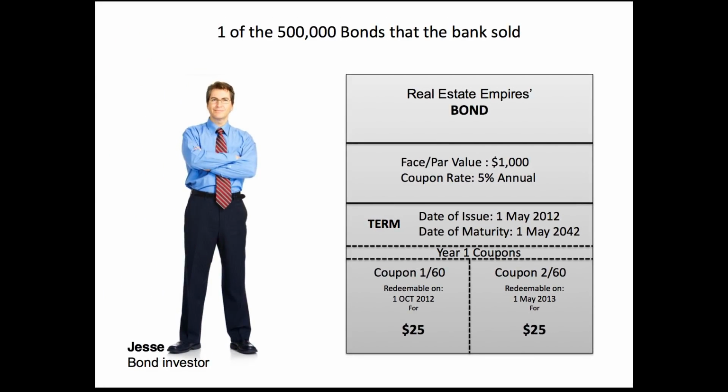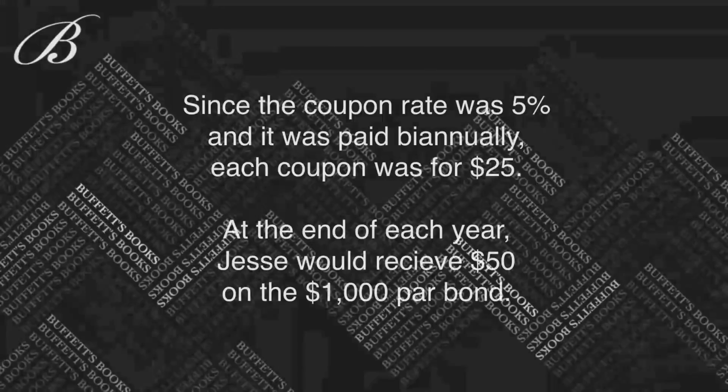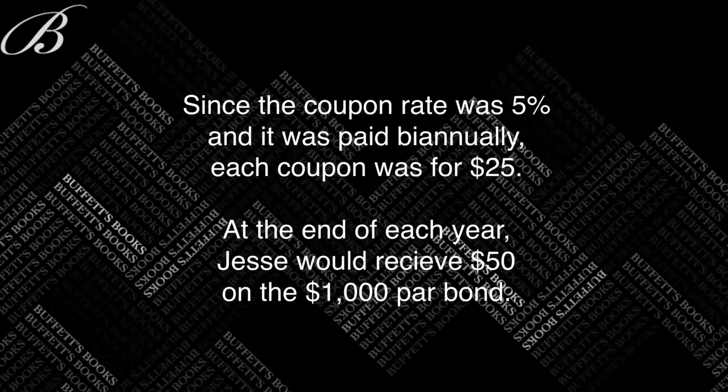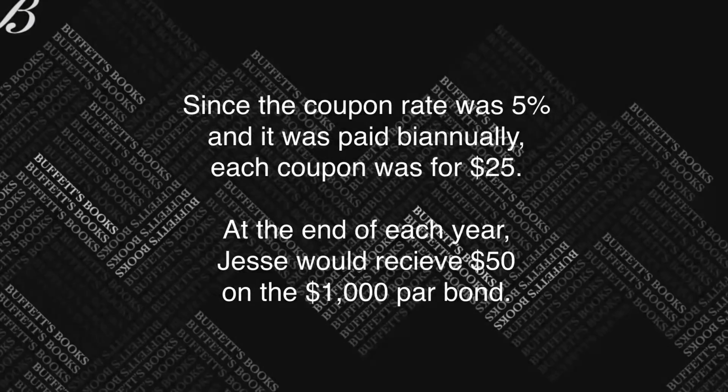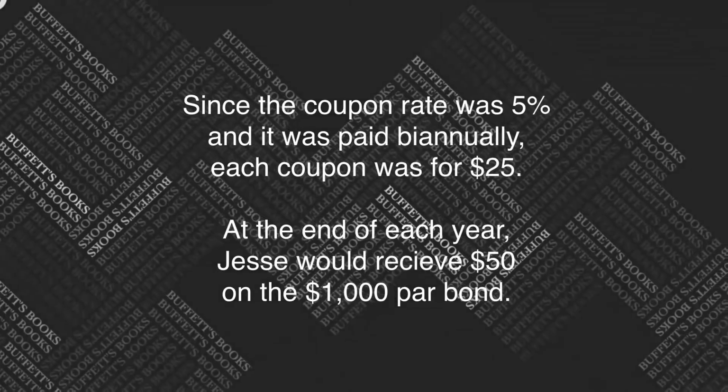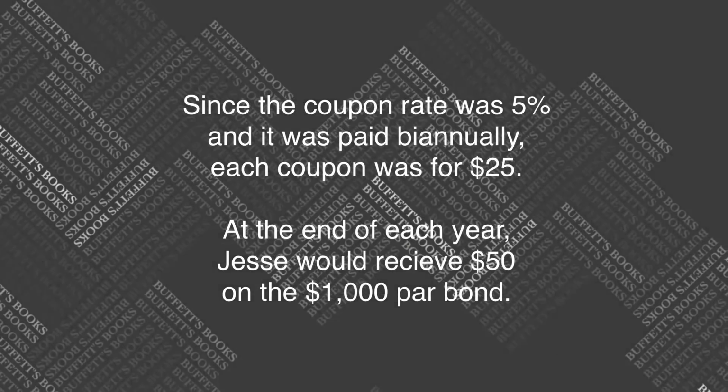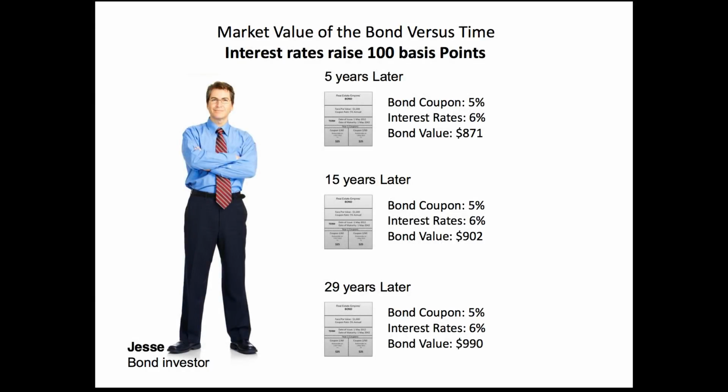If Jesse would buy this bond the day it was issued and he'd hold it until maturity, he would get his $25 check every 6 months, and at the end he'd get his $1,000 back. And that's all there is to understanding how a bond works. So, of course, it can't be simply that easy.